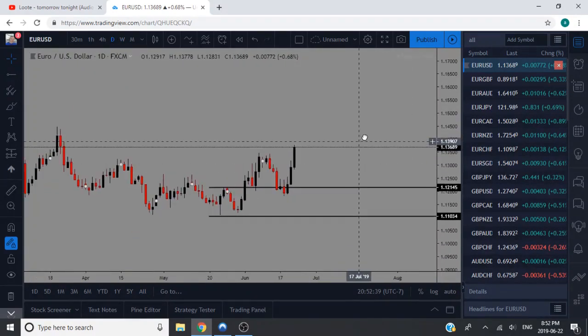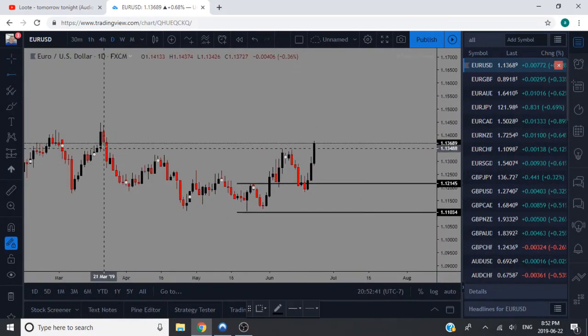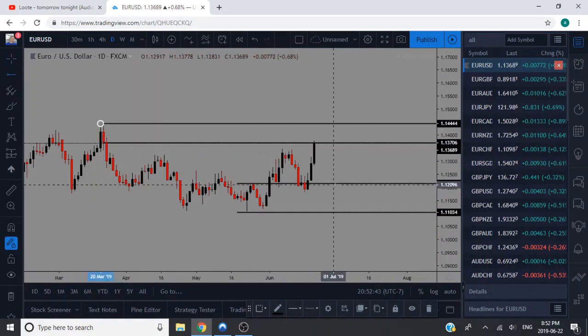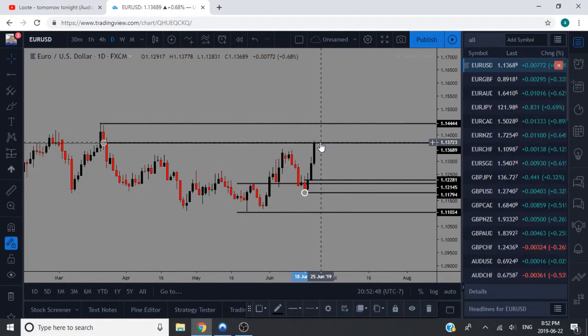But if we go to the daily, looks like we have this supply right up here, and we got daily demand down here. So some good areas for daily income trades if you want. But then any longer term trades, I like this level and this level down here.